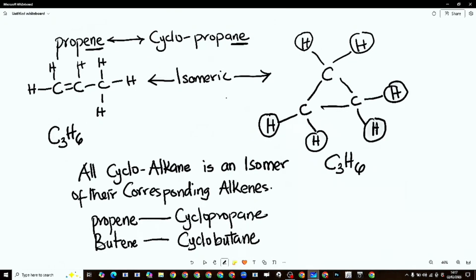So in our next class we'll be looking at the homologous series of the alkyne, right? I'll be naming the homologs of the alkyne.